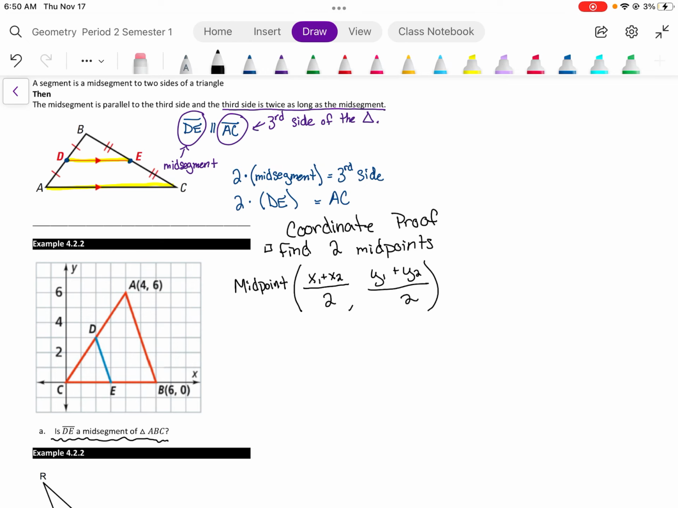So in order for us to prove that DE is the midpoint or the mid-segment, we are going to check to see if D is the midpoint of the segment AC. So that's where we are going to start. We're going to look for the midpoint of AC.